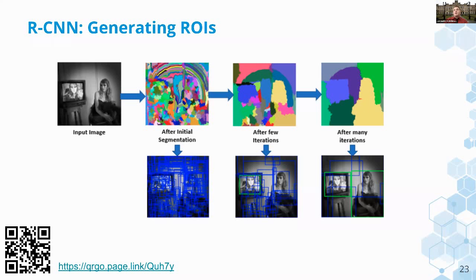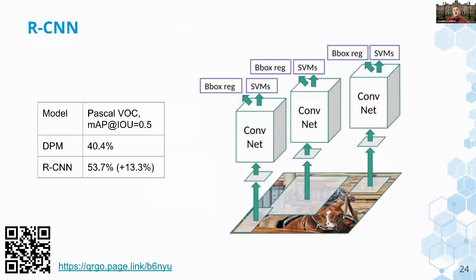And then we select 2000 ROIs from different stages. And then we simply put these regions through the convolutional neural network, extract some deep features, and use these features to classify these regions. As a result, we may detect the objects.